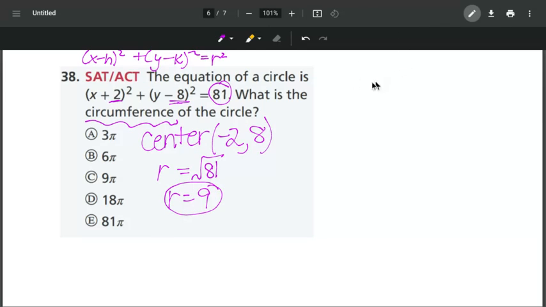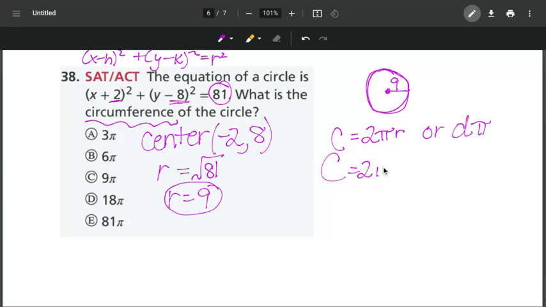So then I need to remember that the circumference is the distance around the circle. So what's that distance around the circle? And the radius is 9. Well, for the formula for circumference, there are two options. You can either do 2 times pi times the radius, or the diameter times pi. Since I have the radius already, I'm going to use this first option. So circumference is 2 times pi times the radius, which is 9. And 2 times 9 is 18, so my circumference would be 18 times pi. So I would choose option D.